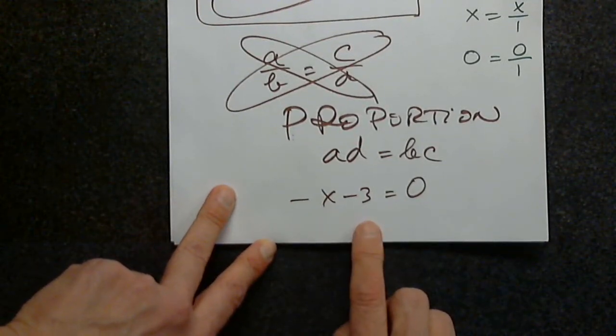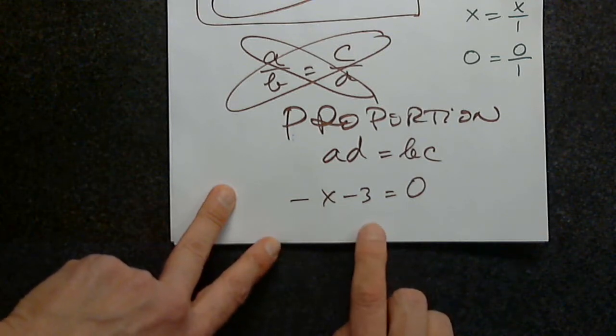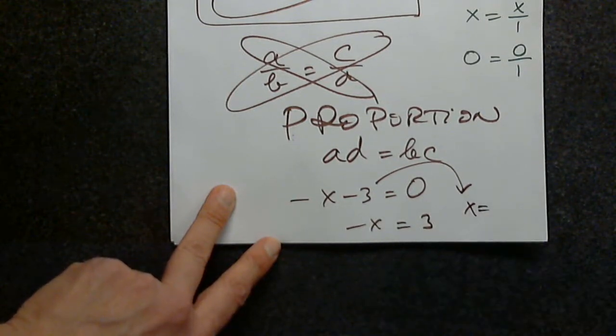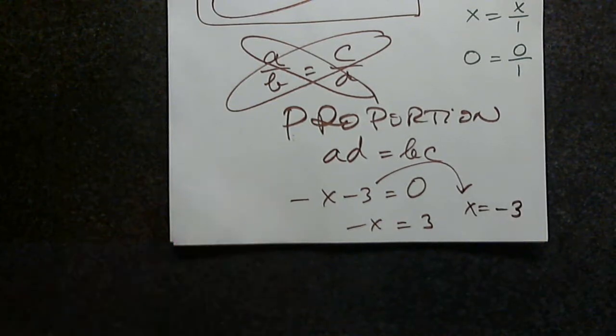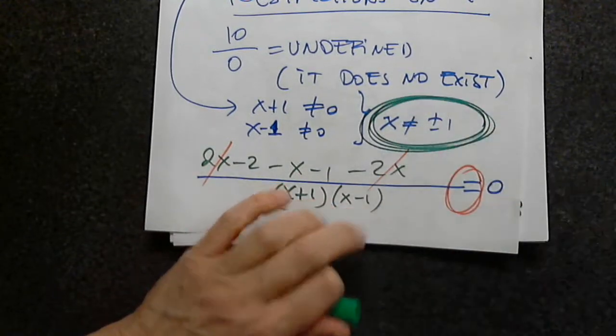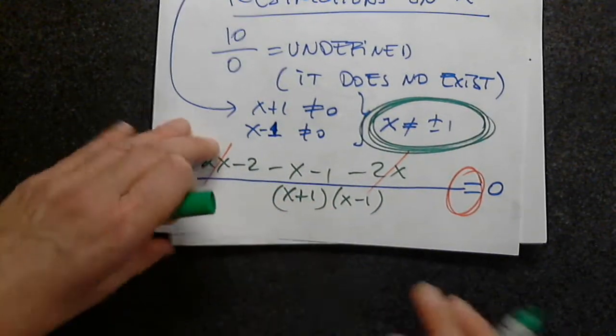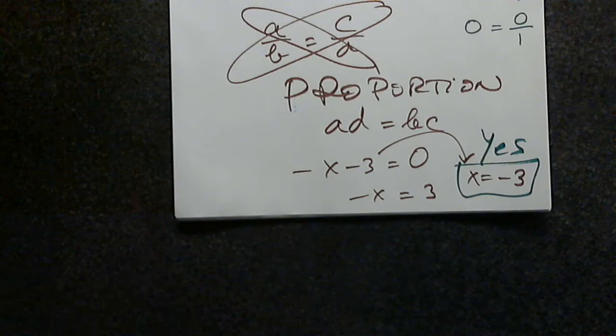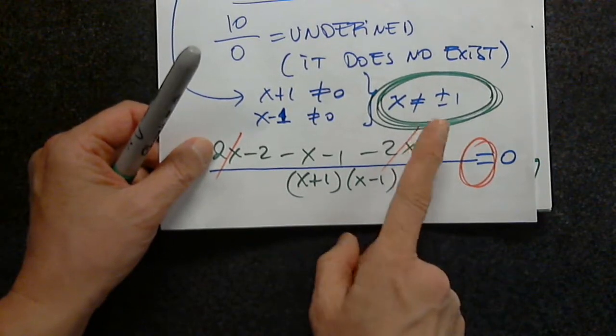What type of equation is this? A linear. Exactly. What do I do? Good. Final answer: negative 3. What is my first concern? Is it 1 or negative 1? No. So then I will say yes. Wait, what was your first answer? The restrictions we wrote, right here. That's my first concern.